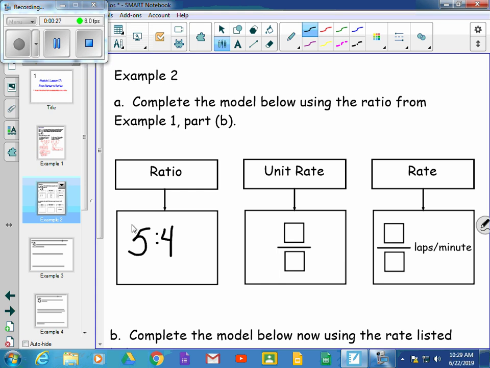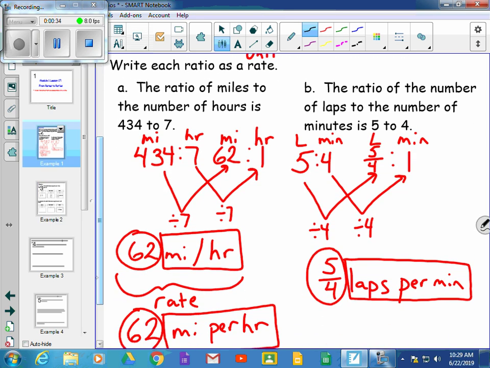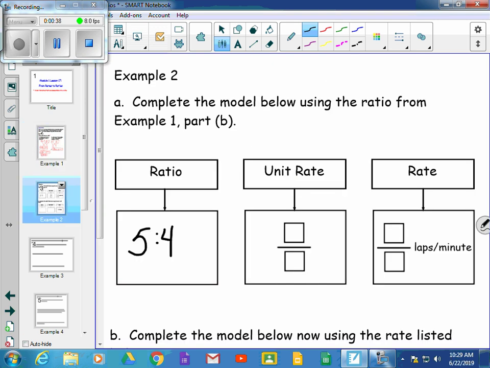The unit rate, if you can remember from example 1, and as a matter of fact we can look back, I still have it. The unit rate is what I had circled here. 5/4. 5/4 is the unit rate. And then if we put it all together as a rate, we put the unit rate, 5/4, together with the rate unit, which was laps per minute.